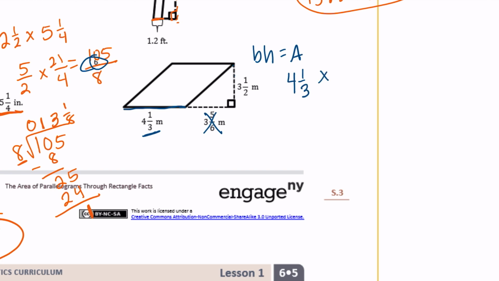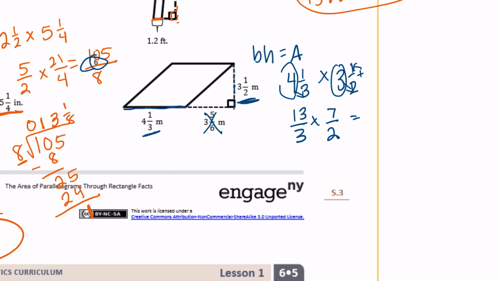Times the height, which is this right here, 3 1/2. So let's make them into mixed numbers. 4 times 3 would be 12. Remember, we take the whole number, multiply it by the denominator, which would be 12, and then add the numerator. So 13/3, the denominator stays the same. Then the whole number, 3 1/2: 3 times 2 would be 6, plus 1 is 7/2.